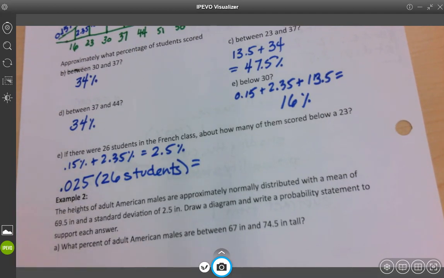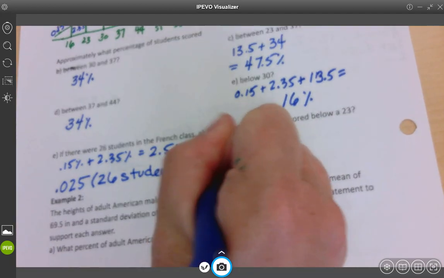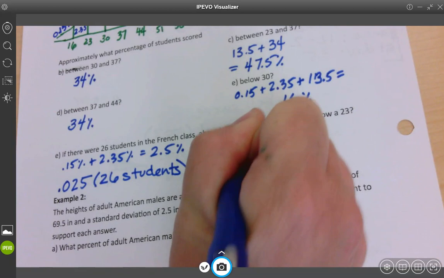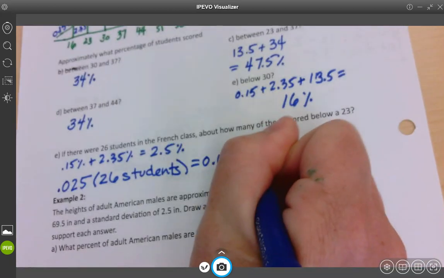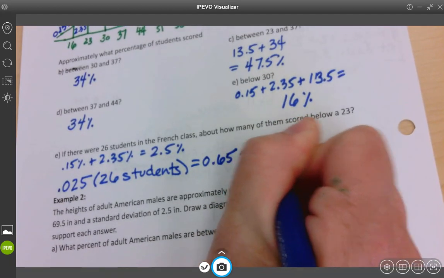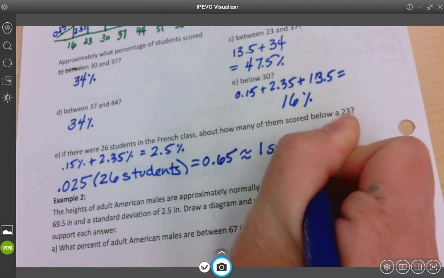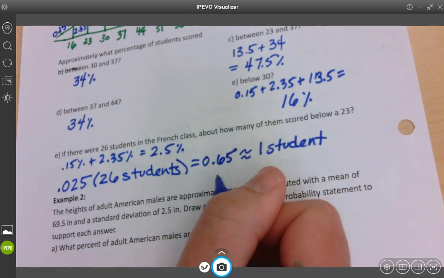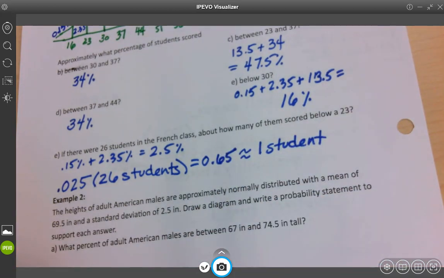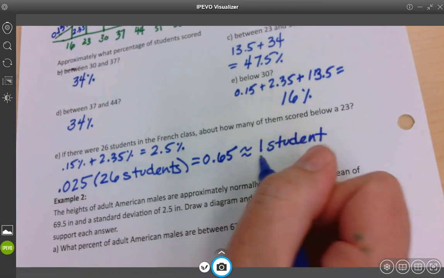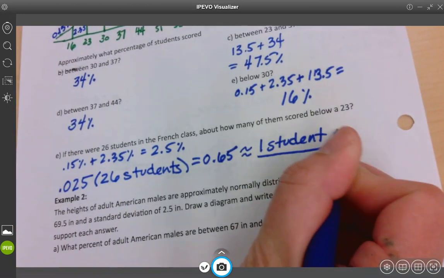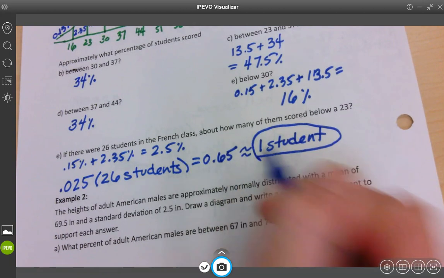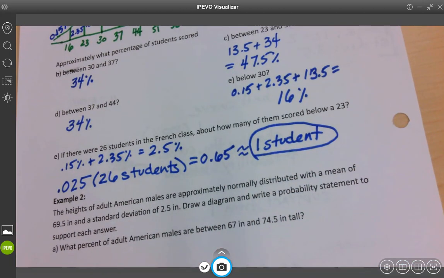So I'm getting 0.65. Can anybody confirm that? Okay, so that means approximately 1 student. Although I wouldn't be surprised if it was 0 students, because that's not too far above a 0.5, but our best estimate is one student scored below 23.